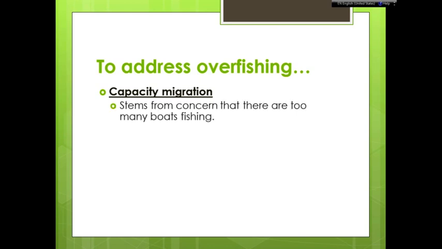The idea of capacity migration stems from the concern that there are just too many boats fishing. If there are too many boats fishing, we have too much harvest and a lot of competition for fish species. So the idea of capacity migration is to address the problem of too many boats and move to having the optimal number of boats. So again, the goal is to ensure that we have the appropriate number of vessels fishing. There's got to be some optimal number. How can we get to that appropriate or optimal number of vessels fishing in the water?